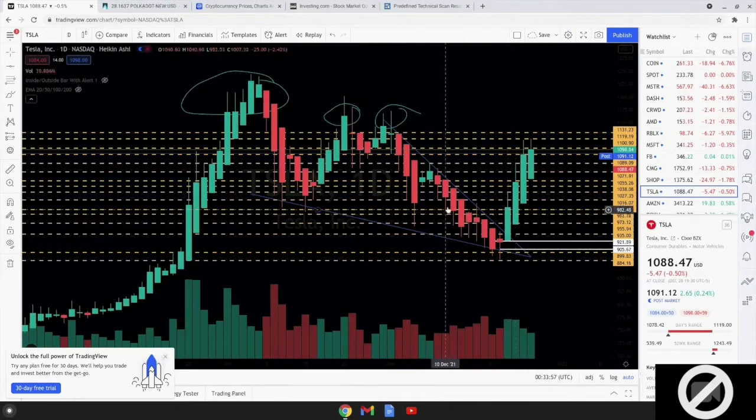I'm looking over here. Okay, this was the last time I had some support. This is where the body of this candle closed. I go straight across. This wick touch here, this wick touch here, and this candle closed above here. So that is my next target price. So my next target price will be 981.